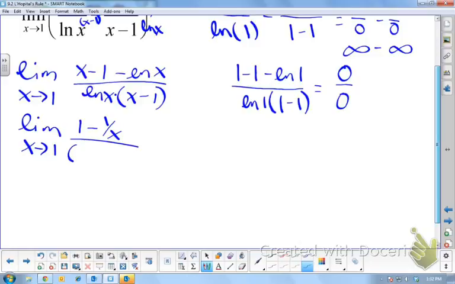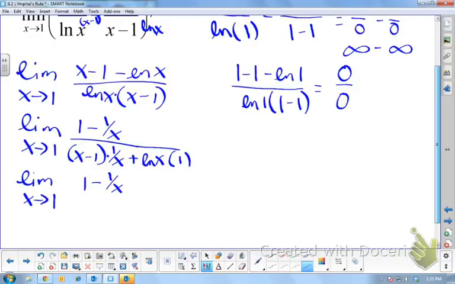So second times the derivative of the first plus first times the derivative of the second. So let's do some distributing. We get 1 minus 1 over x over x times 1 over x is 1 minus 1 over x plus ln x.